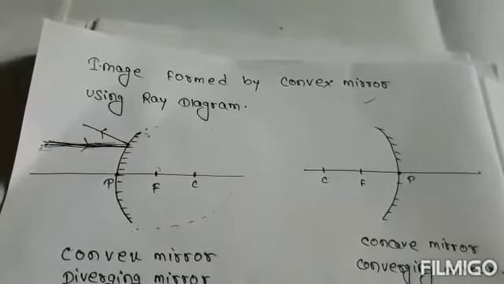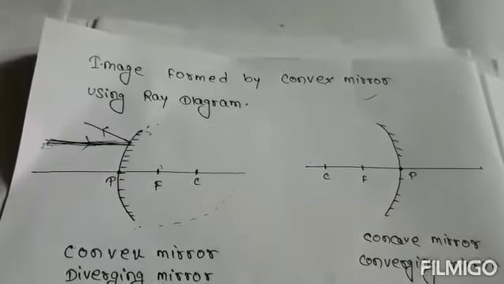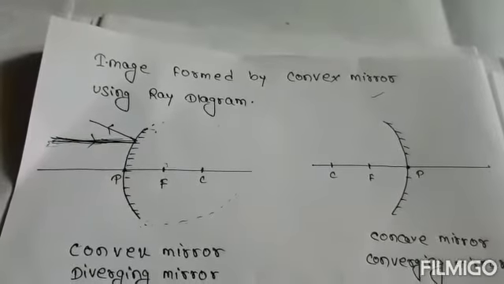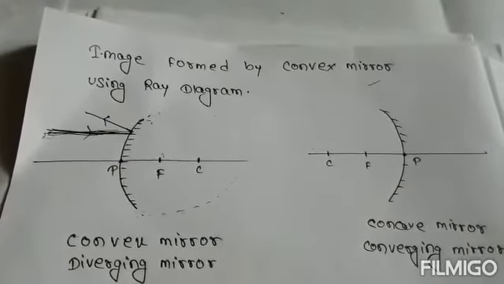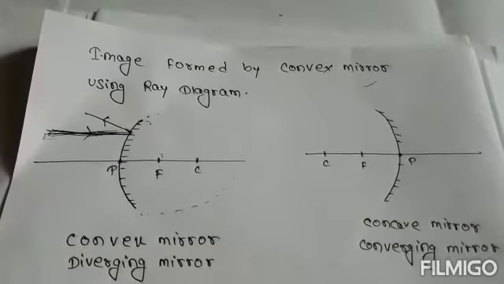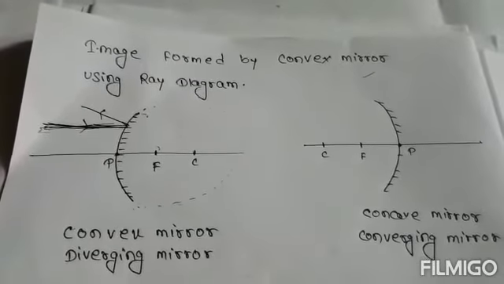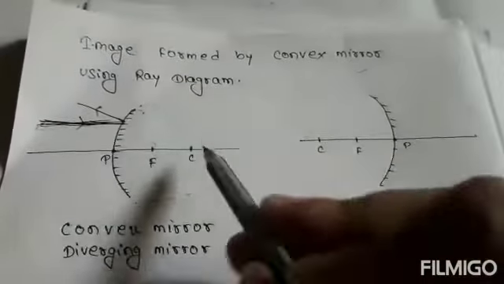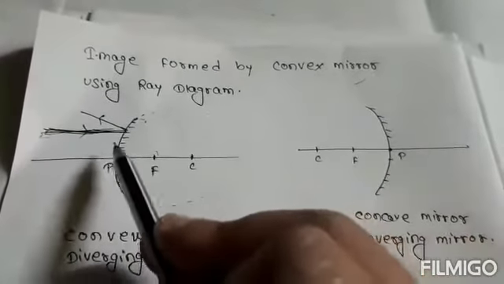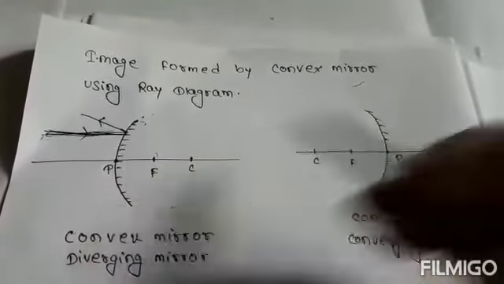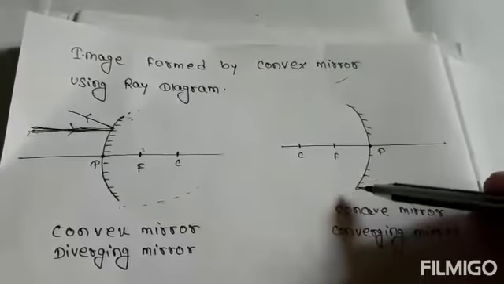Students, last video I taught you representation of image formed by concave mirror using ray diagrams. In this video I will explain you image formed by the convex mirror using ray diagram. So let us recall what is convex mirror. Convex mirror is a mirror in which reflecting surface, this is the reflecting surface of the convex mirror, is curved outward, but in concave mirror, reflecting surface is curved inward.